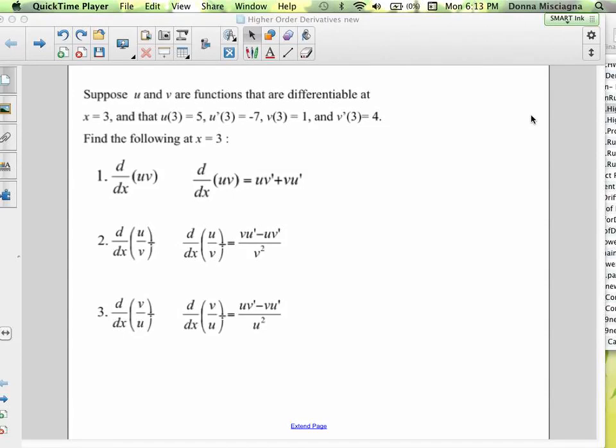Welcome. So we're going to do a little review, first of all, of tables, being able to find derivatives using rules, and then we're also going to look at higher derivatives.